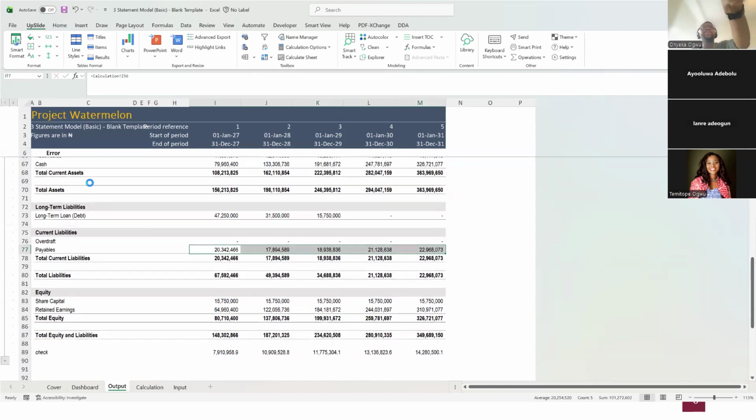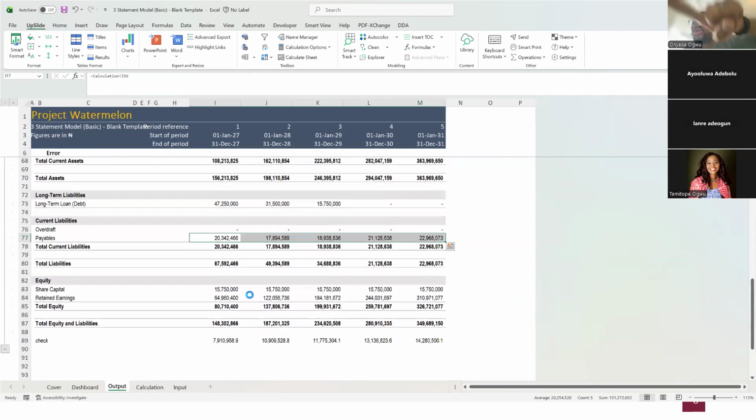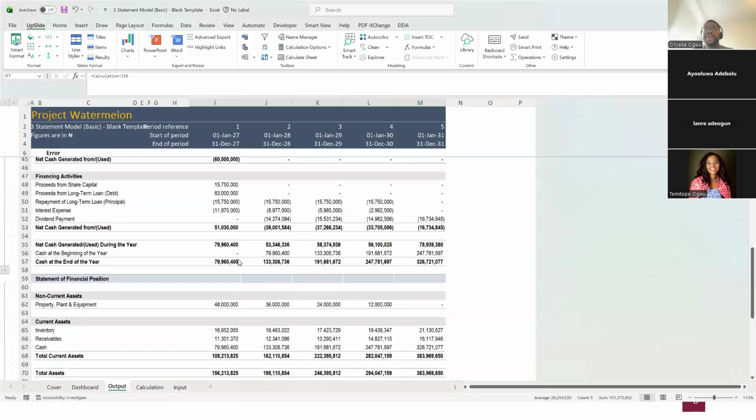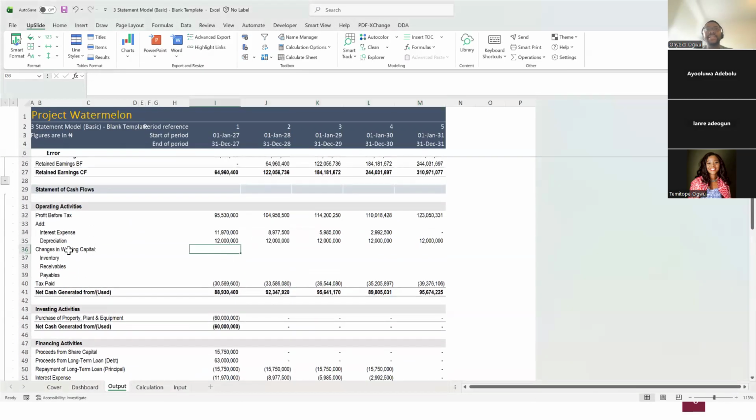But you see, it's showing error. That means it's not balancing. There's something we need to do. We are not finished. The last step is changes in working capital in cash flow. Then we'll come up here. These last three, the changes in working capital, these three things we need to do, right?